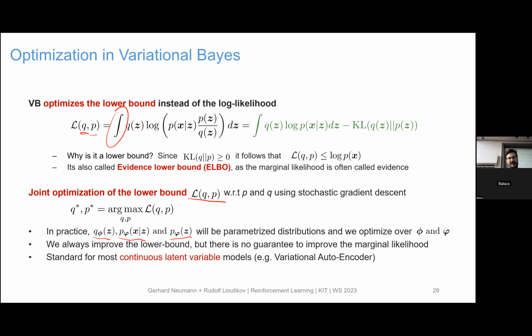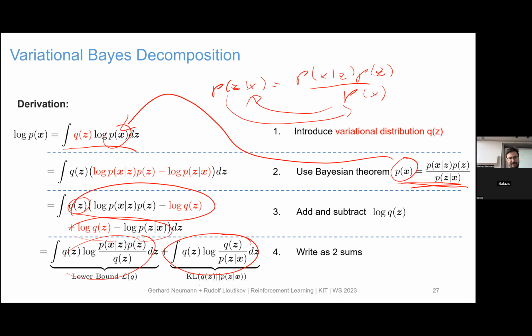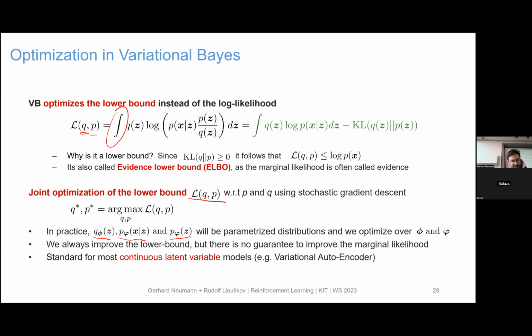Because variational Bayes does not have the assumption that the posterior, this one, can be computed exactly, which is the assumption in expectation maximization. That doesn't matter for now. But exactly this formulation is a standard for basically all continuous latent variable models. The variational autoencoder is an instance of it.